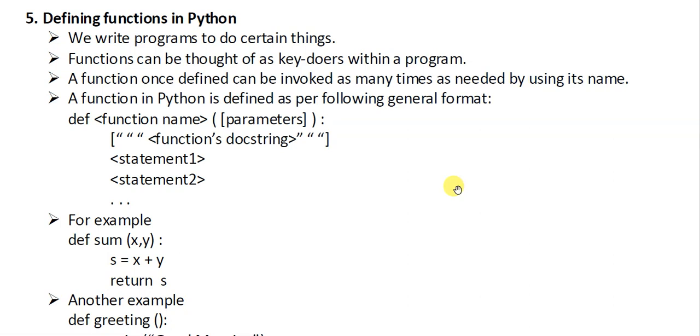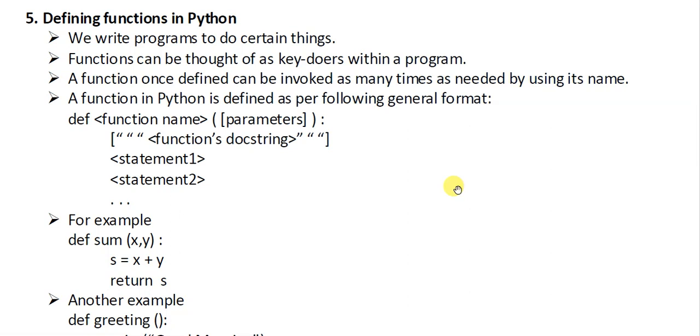So a function once defined can be called as many times as needed by using its name. So if you have defined a function called addition that adds two numbers, then you can call it n number of times. When you require, just call its name, provide the value it requires, and it will do the addition.